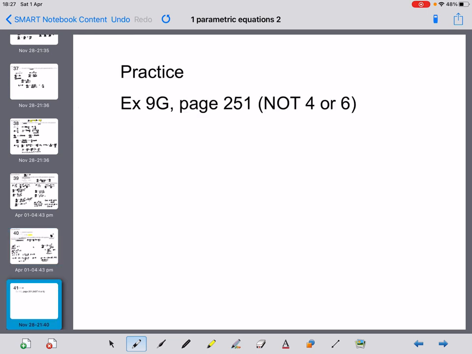Okay, you should now be able to have a practice at the next exercise. There's only one more section to go, and that is integration.